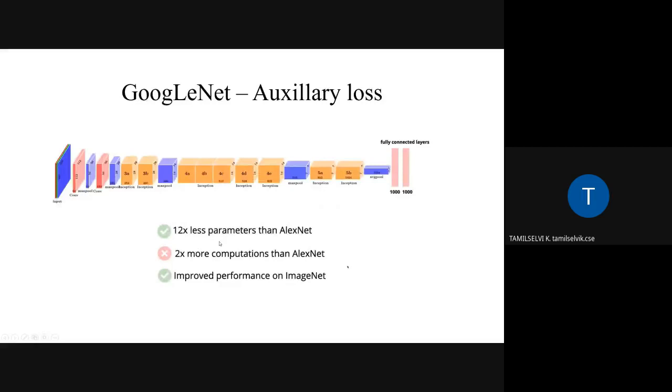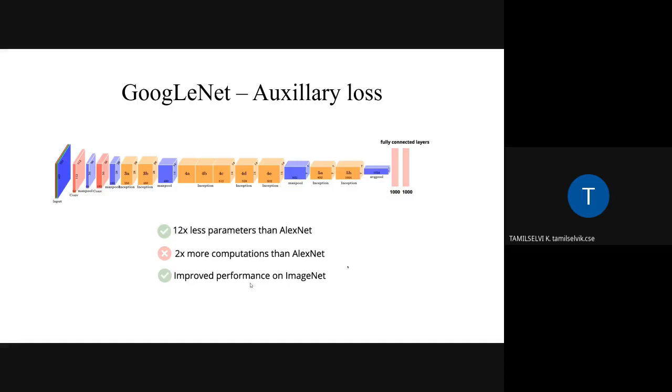So if you compare with AlexNet, it has 12 times fewer parameters than AlexNet, but 1 time more computation than AlexNet. AlexNet is a very simple architecture. I cannot say that it gives more accuracy for image classification, but it provides improved performance on ImageNet because of its auxiliary loss. This is one of the salient features of auxiliary loss.